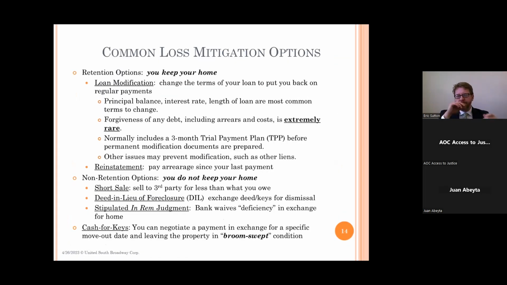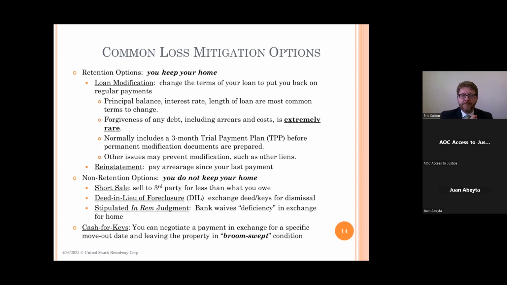So, common loss mitigation options. There are two general categories. One is retention, the other is non-retention. Retention is where the borrower keeps their home. The common way of doing that is through loan modification, which changes the terms of the loan to put it back on track. The principal balance, interest rates, and length of the loan are the most common terms to change.